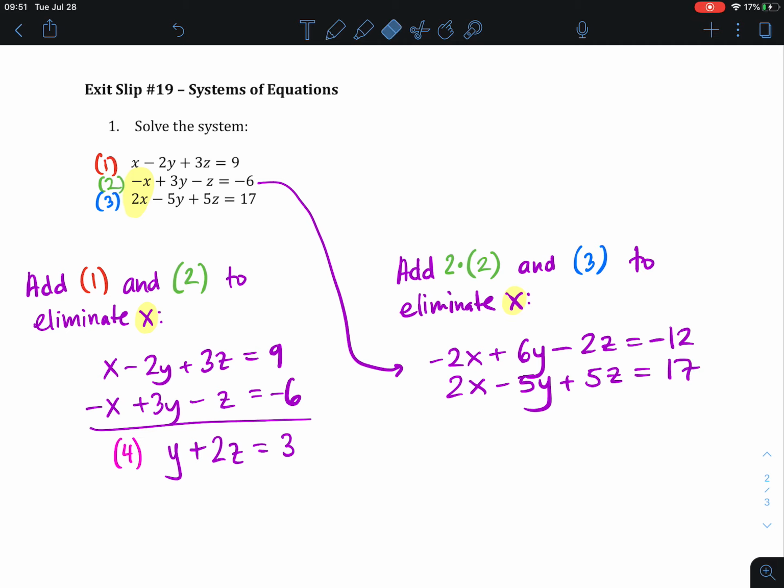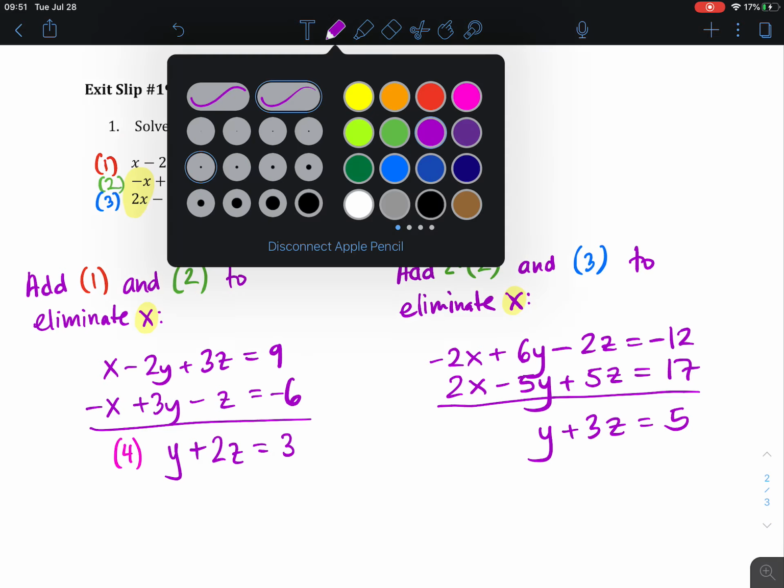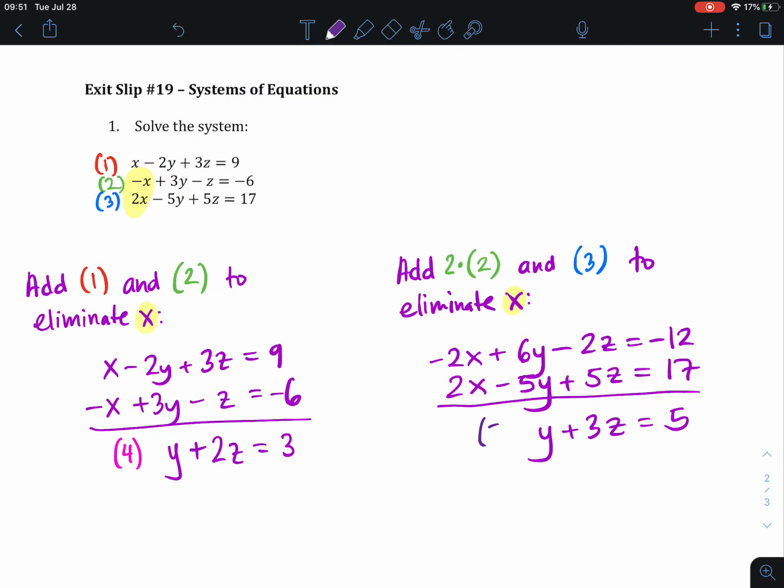Okay, cool. So let's go ahead and add those 2 up, and we'll arrive at a 5th equation involving just y and z this time. X's cancel. 6y minus 5y is just y. Negative 2z plus 5z sounds like 3z. And negative 12 plus 17 makes 5. And I will label this now as equation 5.